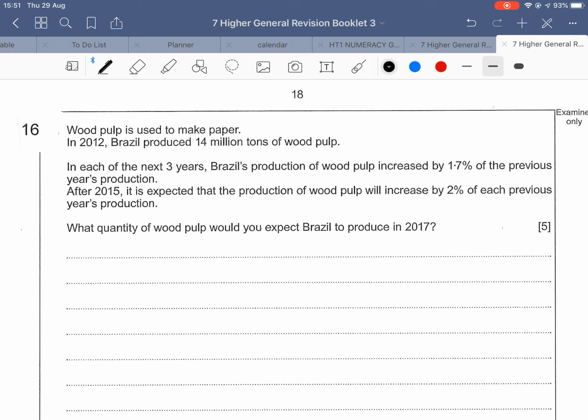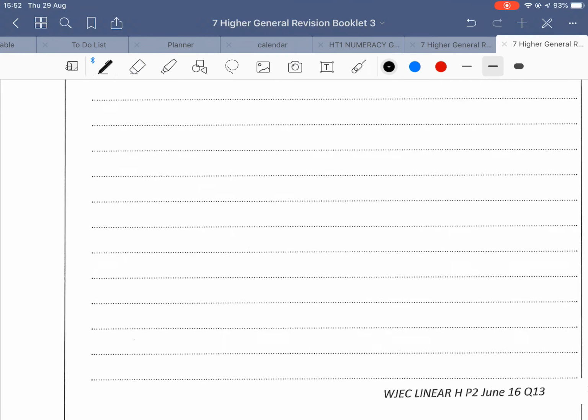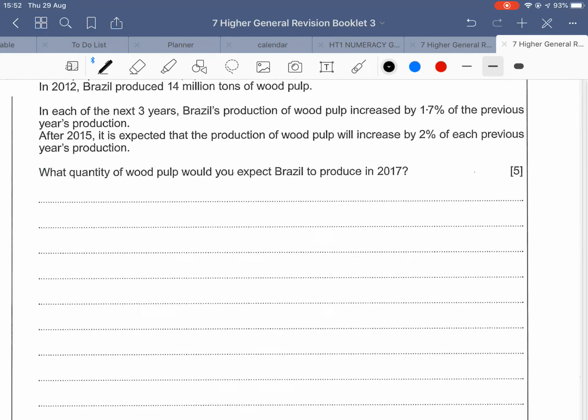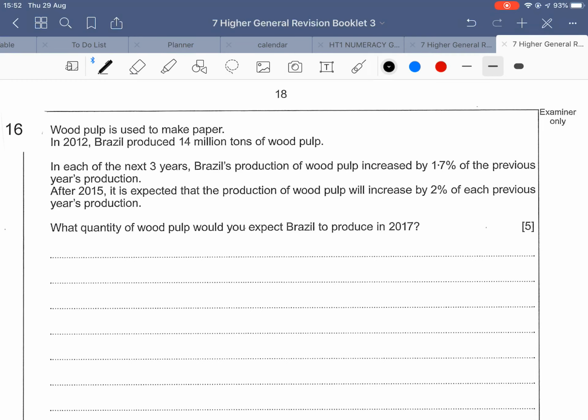Okay, moving on. Question 14. Wood pulp is used to make paper. In 2012, Brazil produced 14 million tons of wood pulp. In each of the next 3 years, Brazil's production of wood pulp increased by 1.7% of the previous year's production. After 2015, it is expected that production of wood pulp will increase by 2% of each previous year's production. So this is compound interest again, and like I said earlier, this is very similar to the current years, though this is a paper from quite a while ago, June 2016. The papers have changed a bit, but they like the compound interest now, where it's in two steps.